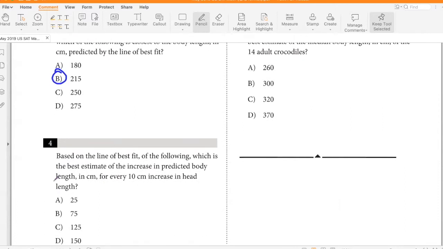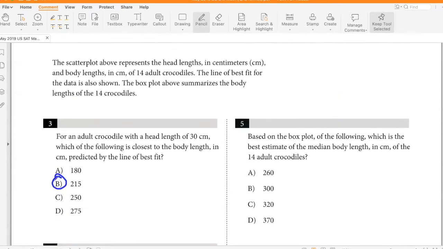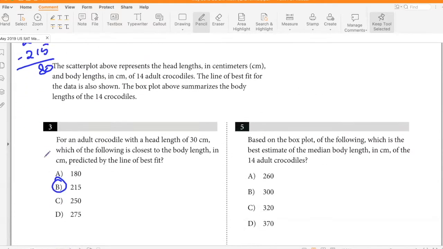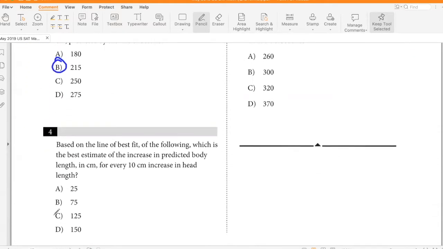Based on the line of best fit, which of the following is the best estimate of the increase in predicted body length for every 10 centimeter increase in head length? Okay, so 10 centimeters, let's say from 30 to 40. So 40 is very close to 300. Let's say 295. So 295 minus 215 is 80. So 80 is the closest answer. So 75.